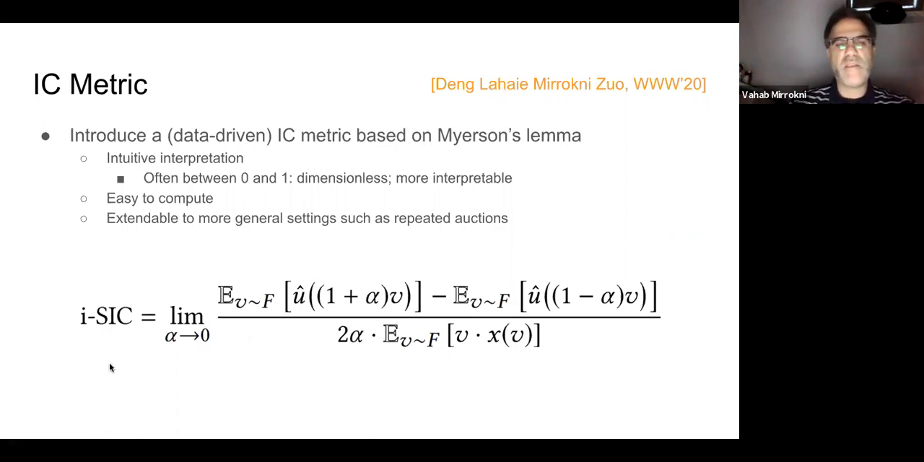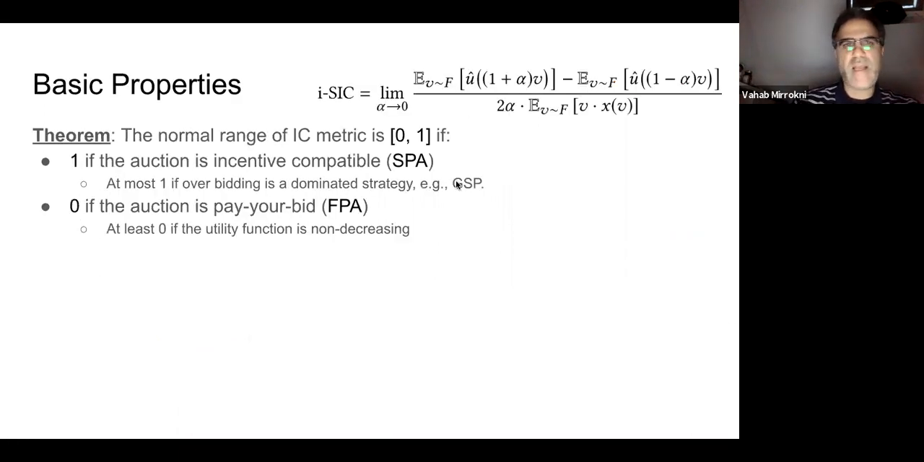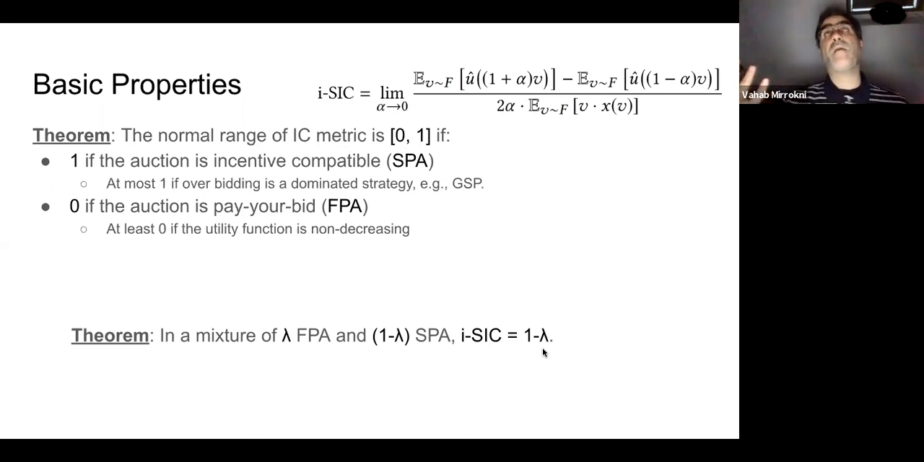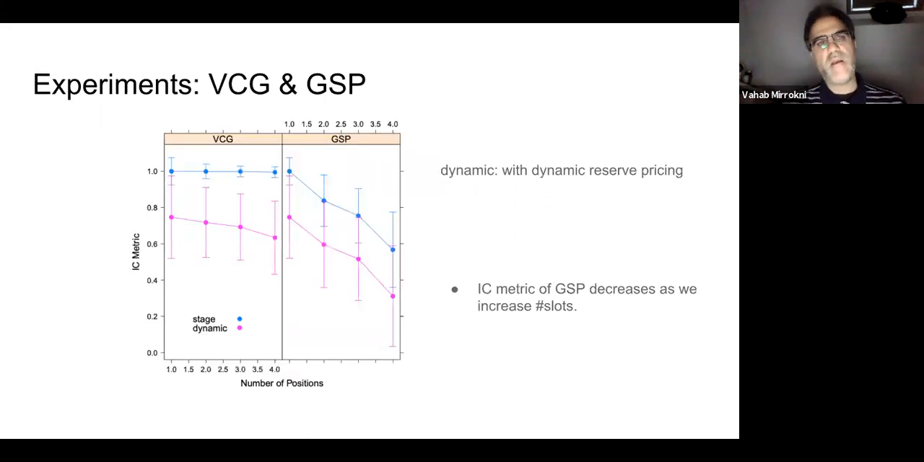The interesting thing about this exact definition is that for the first price auction, which is not incentive compatible at all, the measure is equal to zero. For the second price auction, it's equal to one. And if we have an auction that with probability lambda runs a first price auction, and with probability one minus lambda runs a second price auction, the incentive compatibility metric is going to be equal to one minus lambda, provably. So this new incentive compatibility metric has some good properties. It can be computed easily on data by looking at the log information, like the bids. There are several other properties that we show in the paper.